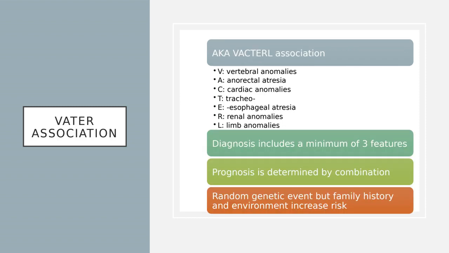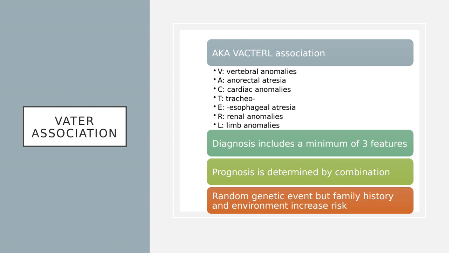And then almost lastly here, we have our VATER association. This is also known as our VACTERL association. It's an acronym for combinations of these abnormalities. So V, we have vertebral anomalies, A, anorectal atresia, C, cardiac abnormalities, T and E, tracheoesophageal atresia, renal abnormalities, and limb abnormalities. When you have a baby that has a minimum of 3 of these characteristics, and we have an unknown reason why, or genetic testing is undetermined, we consider that VATER or VACTERL, depending on what the combination is.